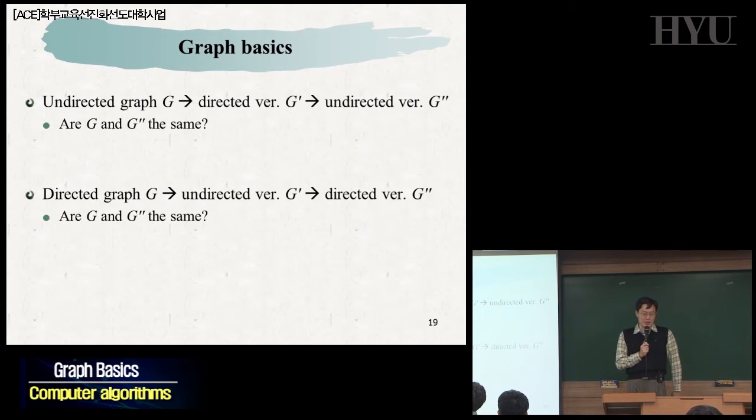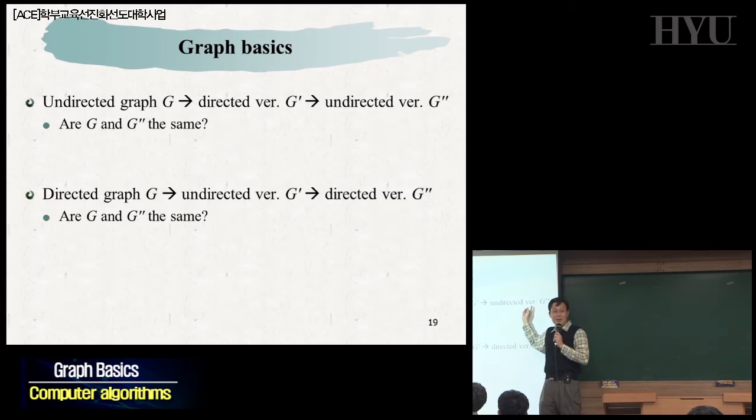And then let's consider this question. There is an undirected graph G, and consider its directed version G prime and the undirected version of G prime, which is G double prime. Then are G and G double prime the same?